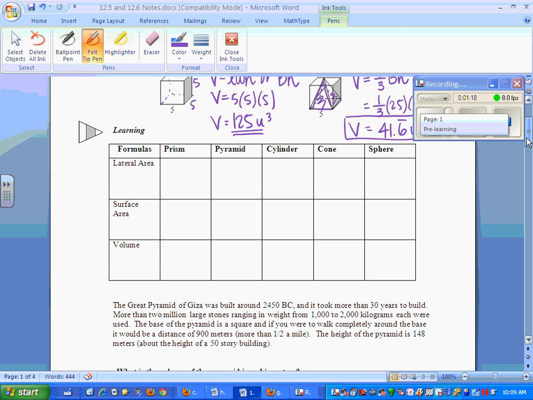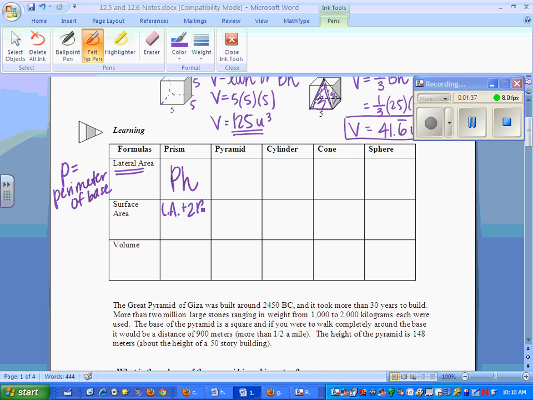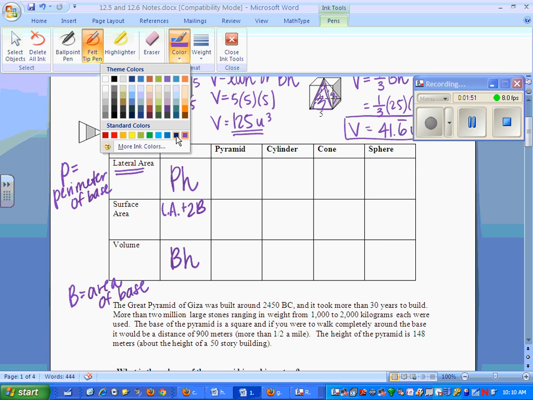If you'd like to take some time to fill out this chart, go ahead and do so now. Prism, P times H. Remember, P stands for the perimeter of the base, and it is just for the lateral area. Surface area, lateral area, plus 2B. And our volume is B times H. Remember, B is the area of the base and H is the height.